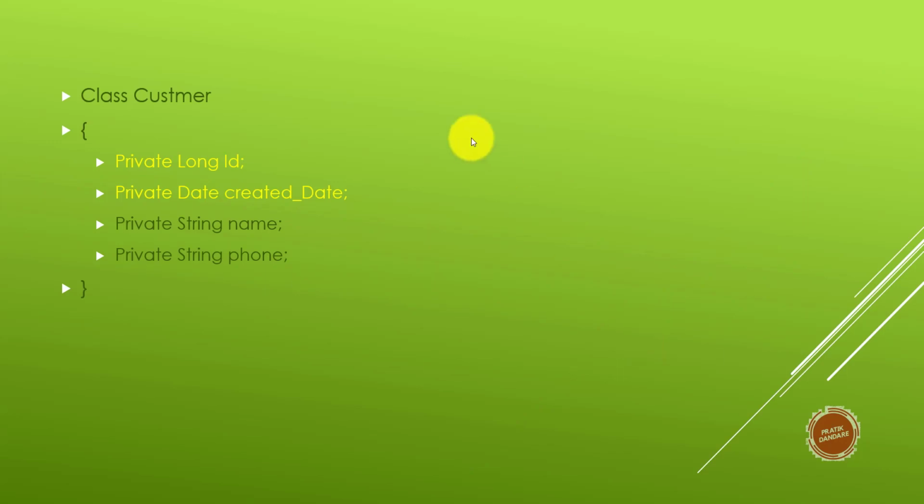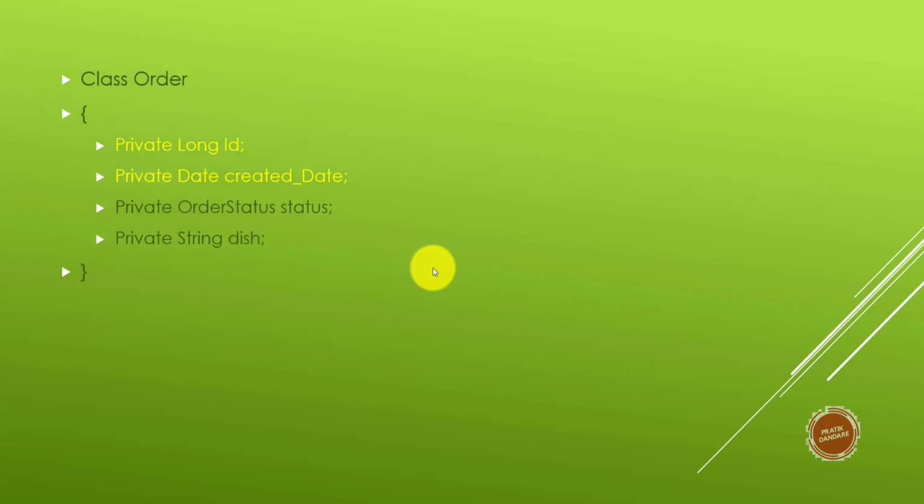This is the customer class, the first class, where ID and created date are common and the customer name and phone are the different parameters. This is another example, order. Here again ID and created date are common, and order status and the dish are the different parameters. And in the third table, the bill. Here ID and created date are again common, and customer name and amount are different.